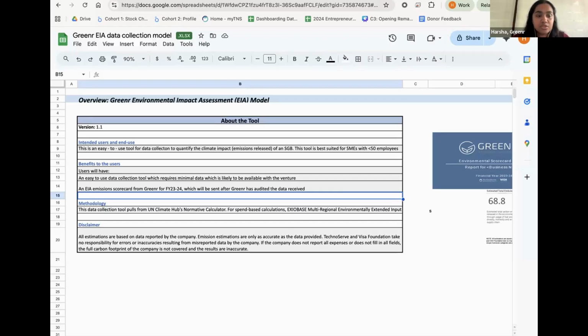The benefit of this tool is that, as I said, it helps capture the emissions due to the business operations. Once we equip our startups with it, they can use it even after our program ends to capture their emissions. And this also helps us understand if the startups that we work with are really green.